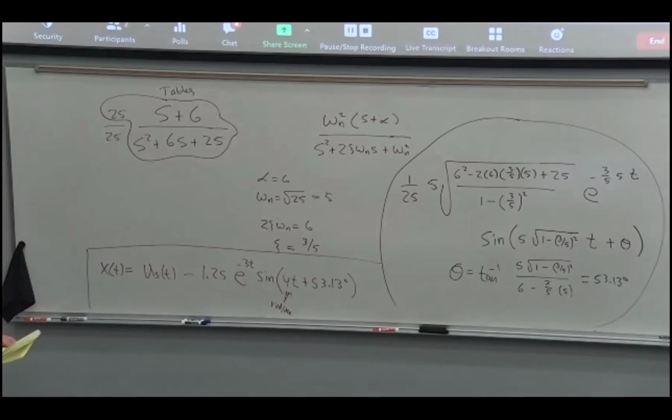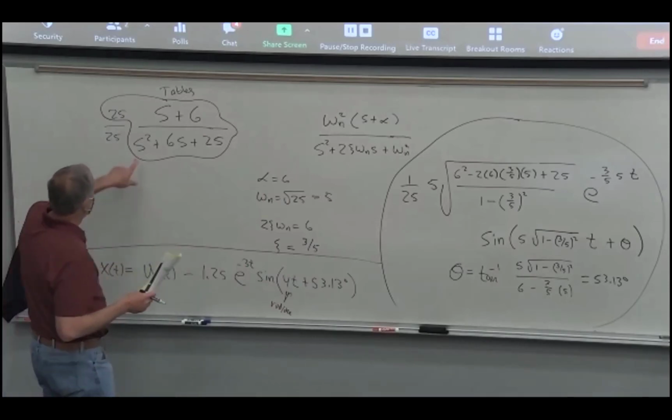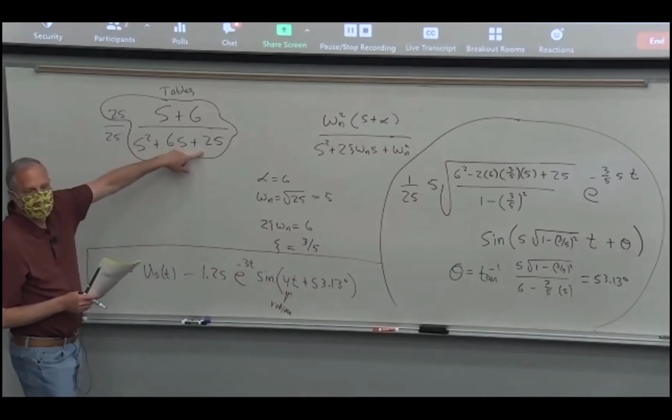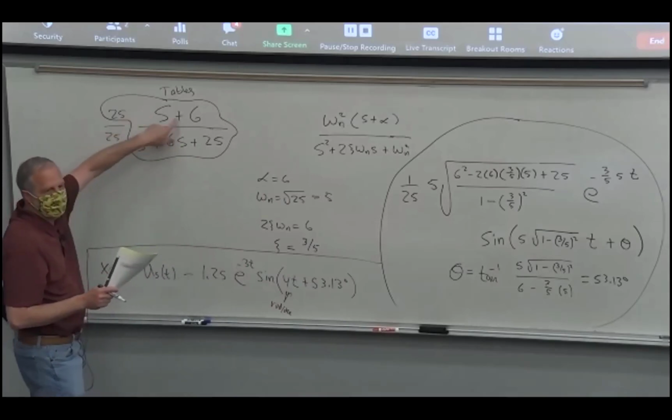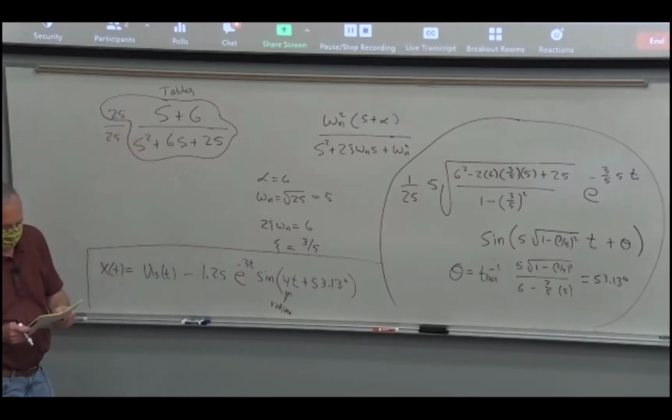So that's typically the best way to handle terms where you end up with imaginary parts in the roots. Rather than splitting it up into the two parts, you leave it together, and then you look up the appropriate term in the tables like that.